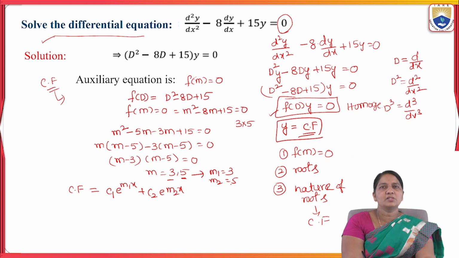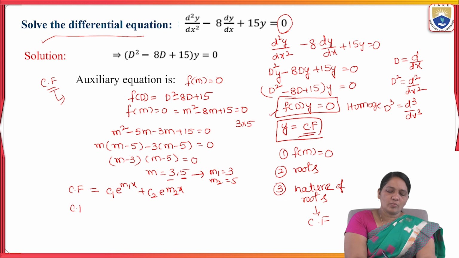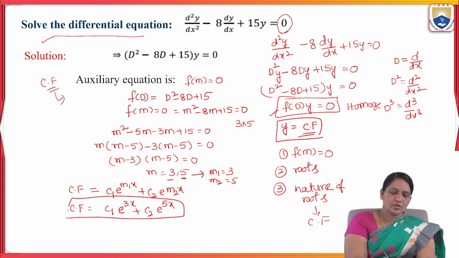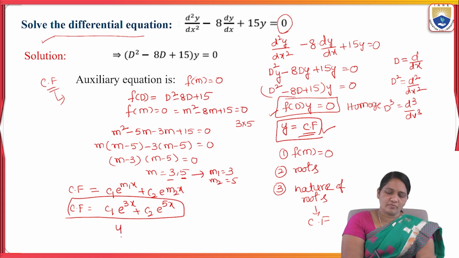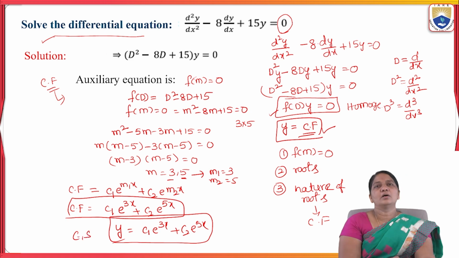There is no issue with that. It is not the case that the first value must be m1 and the second value must be m2. So we can write the complementary function equal to C1 e power 3x plus C2 e power 5x. This is the complementary function. So what is the solution of the given homogeneous equation? Only the complementary function. So y equal to C1 e power 3x plus C2 e power 5x. This is our general solution or complete solution of the given equation.